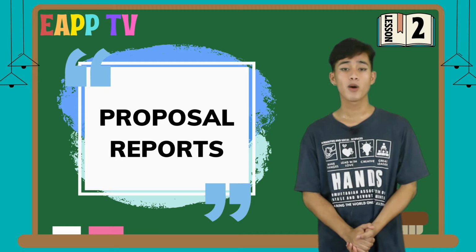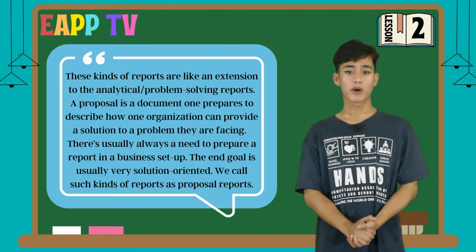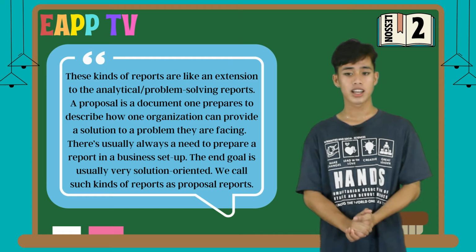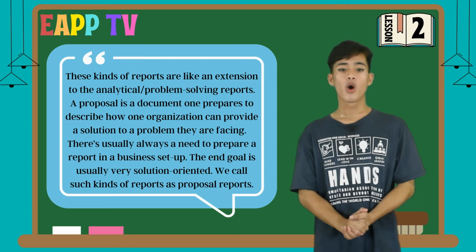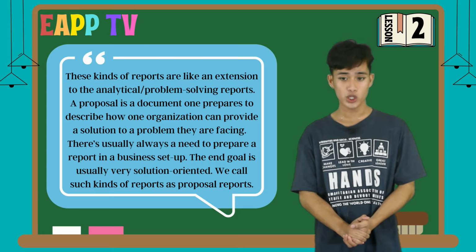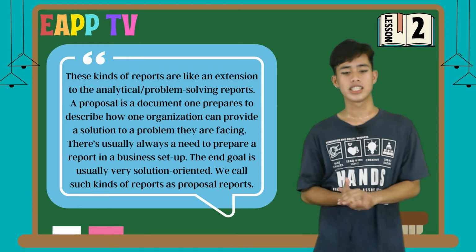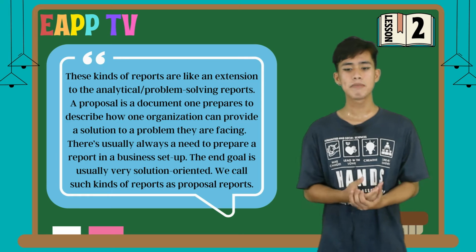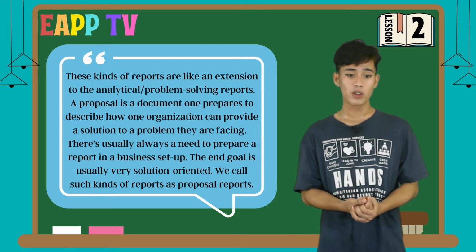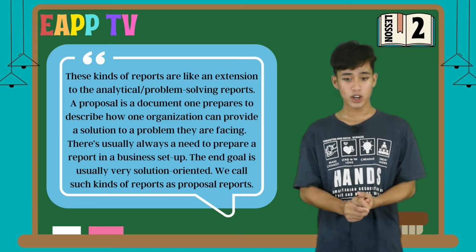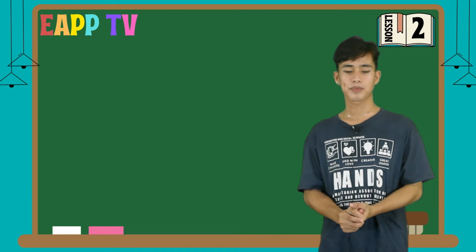Number 7, proposal report. This kind of report is like an extension to the analytical problem-solving reports. A proposal is a document one prepares to describe how one organization can provide a solution to a problem they are facing. There is usually a need to prepare such a report in a business setup. The end goal is usually very solution-oriented. We call such kinds of reports proposal reports.